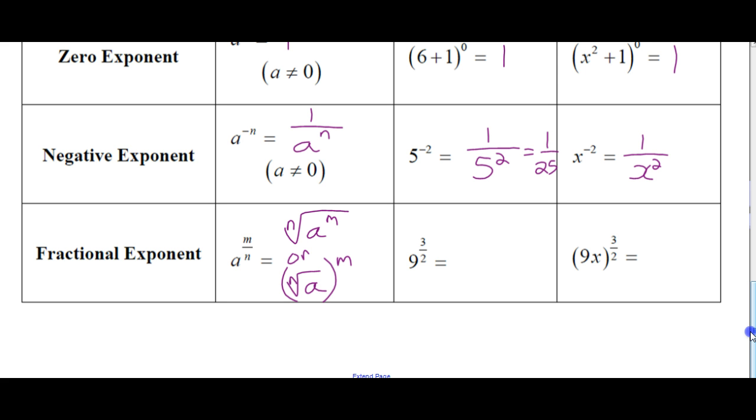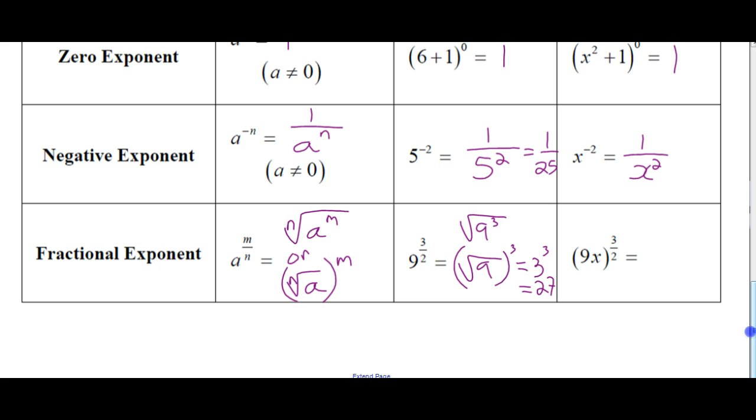So 9 to the 3/2 is? It's either the square root of 9 cubed, or the square root of 9. It's the square root of 9 cubed, which is 3 cubed, which is 27, right? And you can work this out a lot easier than you can work that out.